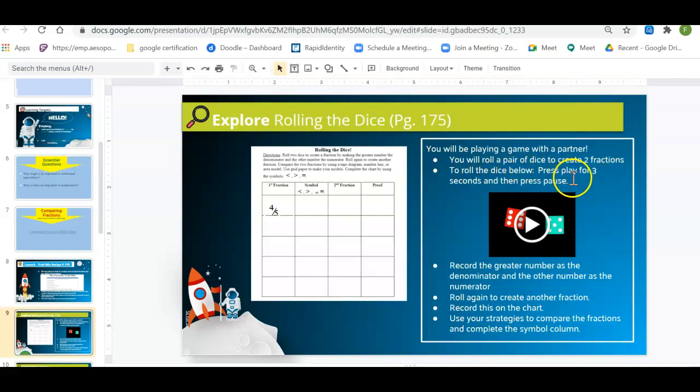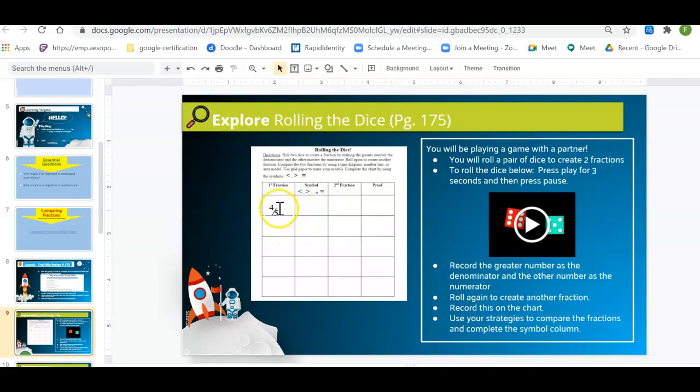To roll the dice below, press play for 3 seconds and then press pause. We're going to do that in a second. So you can record the greater number. So the bigger number is going to be the denominator, and the smaller number is going to be the numerator. So we're going to roll again to create another fraction, and we're going to record it on our sheet.